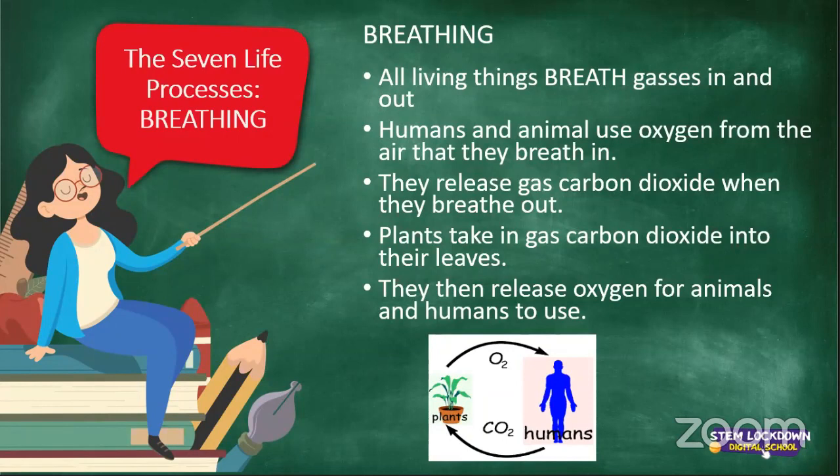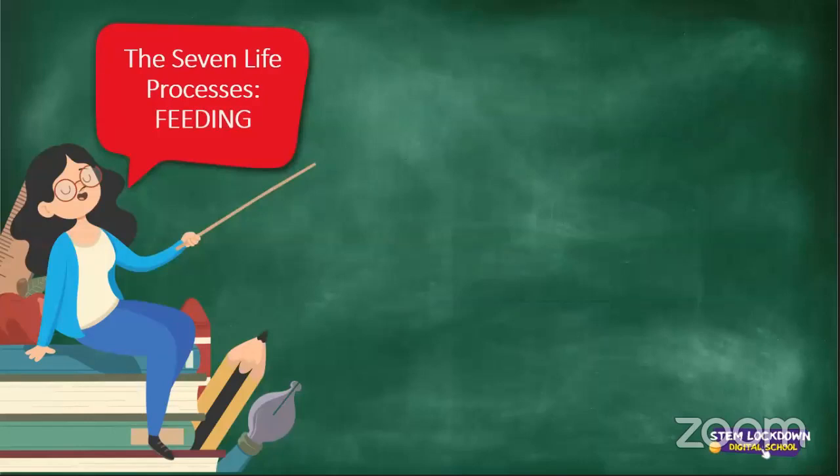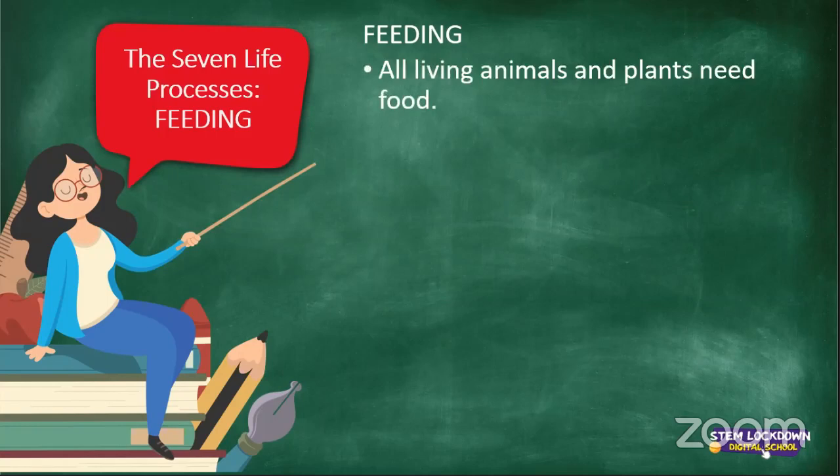So again, let's look quickly. Remember, for something to be alive, they need to be able to move. They need to be able to reproduce, sensing, breathing. They need to be able to breathe. And then the next thing we will look at is feeding or nutrition. And that's something I think all of us love to do, especially now when we're on lockdown and the fridge seems to be so close to us all the time.